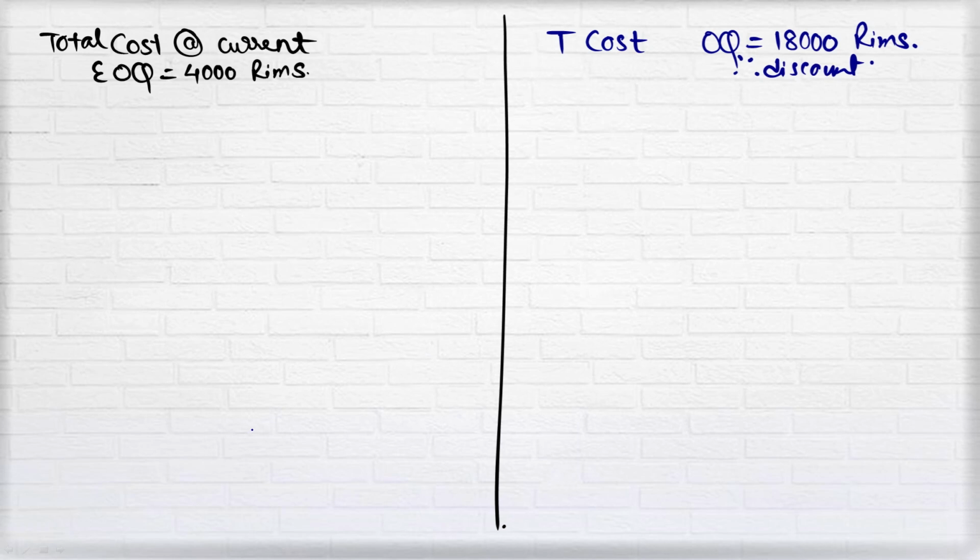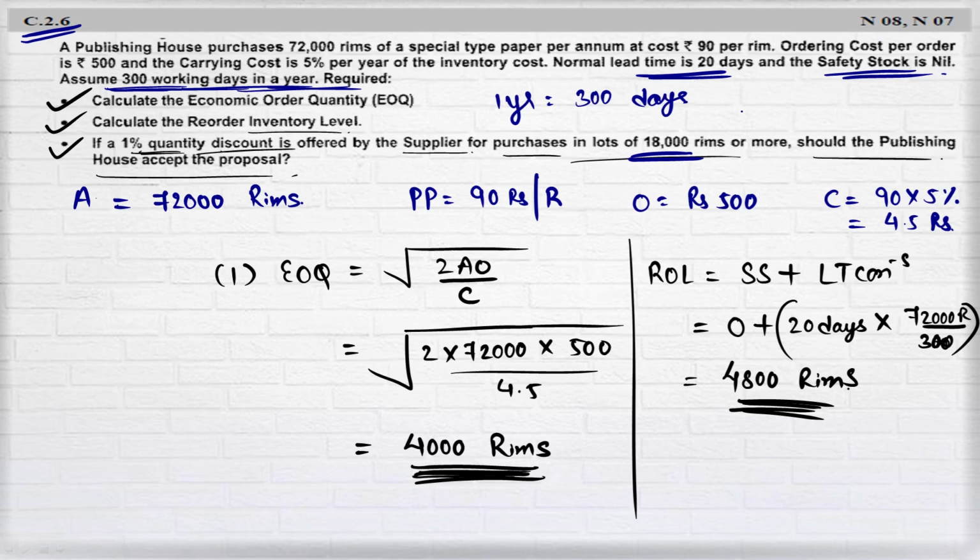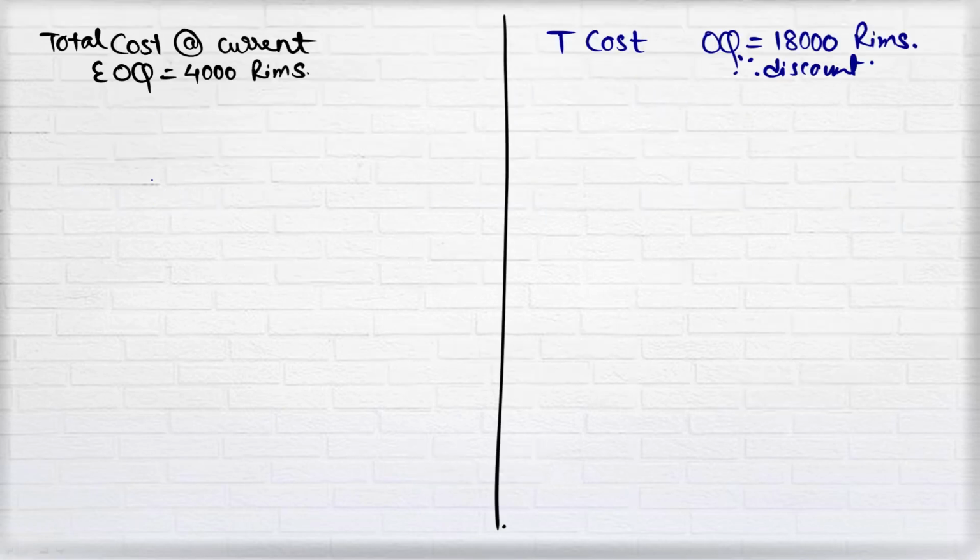Try to understand. EOQ concept assumes that your purchase price is same. So what it minimizes is only your associated cost. Your purchase price is remaining same. Here the purchase price is changing. If the total cost is lower at purchasing 18,000, what you will purchase per annum? Can you tell me? 72,000. What is changing is just ordering quantity, because you want that discount. So I will have to find out cost at EOQ. What is purchase price, what is ordering cost, and what is carrying cost?